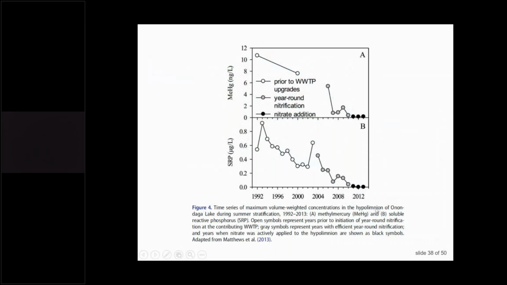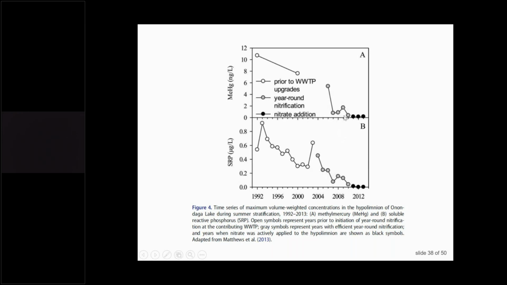And here's the data set, the time series of maximum volume-weighted concentration in the hypolimnion. So it's a volume-weighted hypolimnion concentration of methyl mercury on the top and phosphorus, soluble reactive phosphorus orthophosphate on the bottom. So the clear circles are before the wastewater plant upgrades, and the upgrades included some phosphorus removal and nitrification. So now we start year-round nitrification, and with that nitrate, we see a drop in methyl mercury and soluble reactive phosphorus. But you can see some years are better than others.